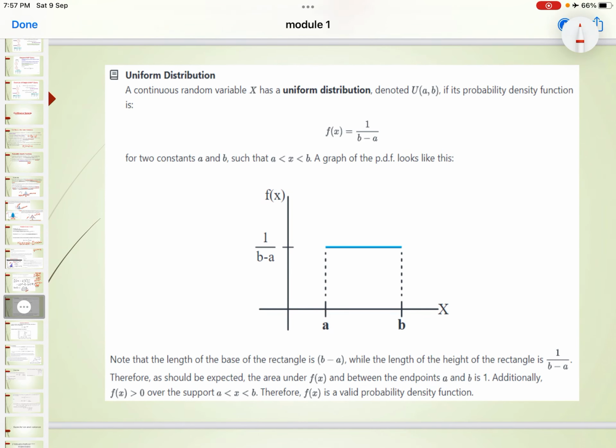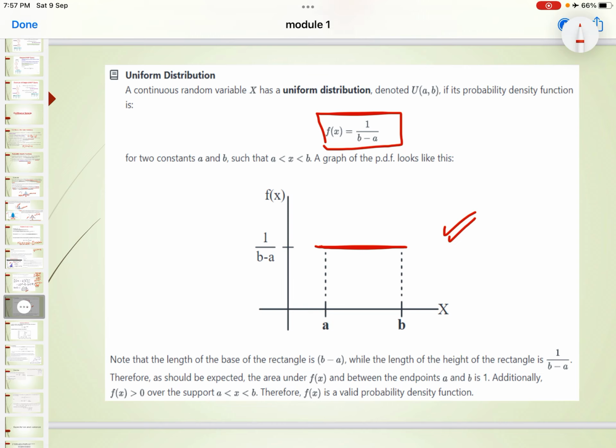Uniform distribution. A continuous random variable x has a uniform distribution denoted U(a, b) if its probability density function is f of x is equal to 1 upon b minus a, for two constants a and b such that a is less than x and x is less than b. A graph of the probability density function looks like this. So this is what? This is uniform distribution. Uniformity is there.